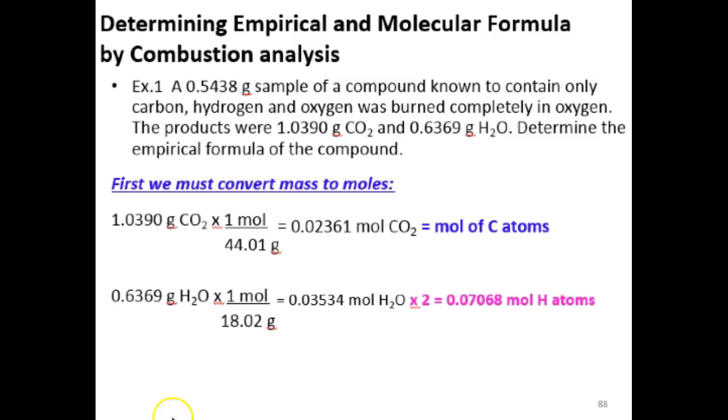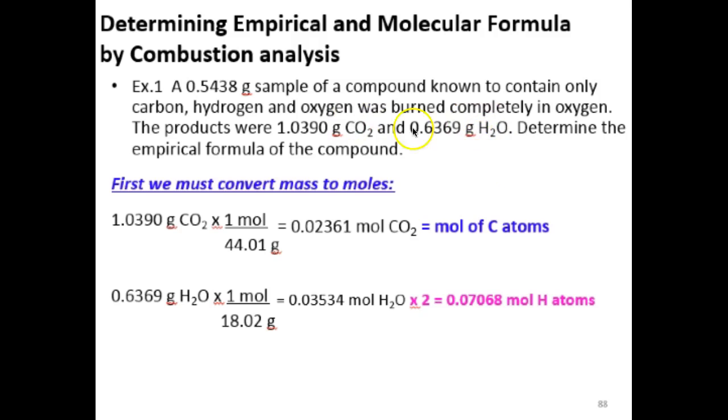0.6369 grams. So what we're going to do is take the products given, and they're given in gram values, and we're going to convert those grams to moles. Once we know the moles of each of those, we can convert them into moles of atoms, and then we can convert them into grams. So we're given the mass of CO2, we want to convert that into moles of CO2, then to atoms of carbon. Same thing for when we're looking at our water. We want to convert this into moles of water, then moles of hydrogen atoms, then grams of hydrogen atoms.